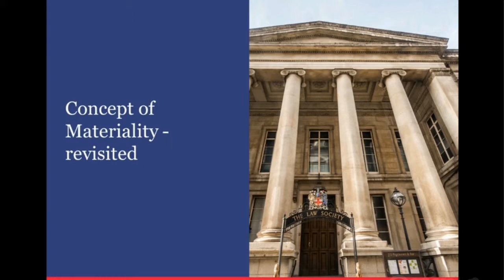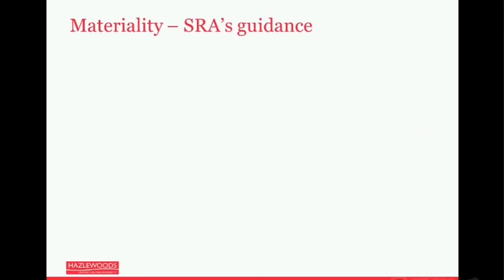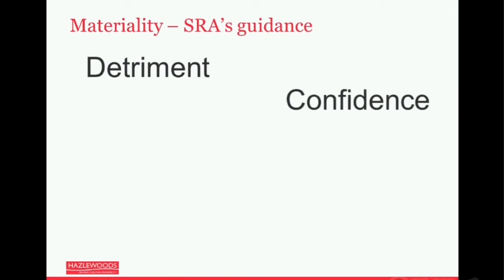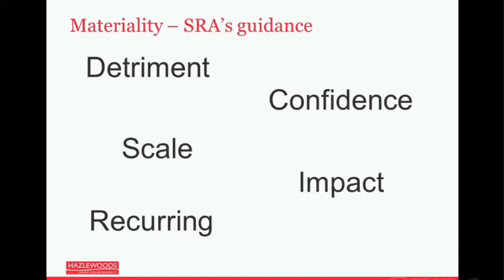Let's start with a recap on materiality. In order to determine if something is material, the SRA suggests you consider the detriment or risk of detriment to clients, the extent of any risk of loss of confidence in the practice or in the provision of legal services, the scale of the issue, and the overall impact on the practice, its clients and third parties. You should also note that whilst a single breach may be trivial, if it's part of a series of breaches, it may be material.